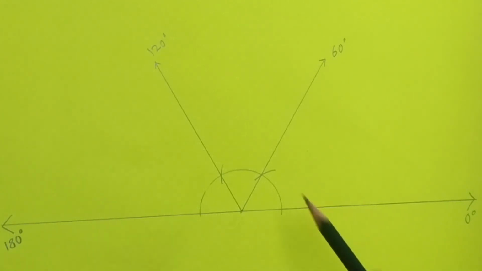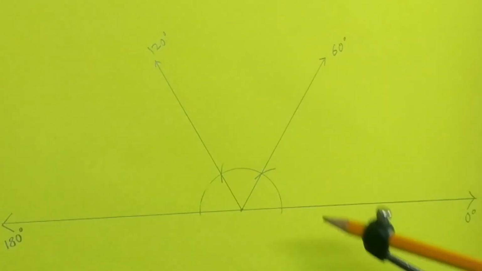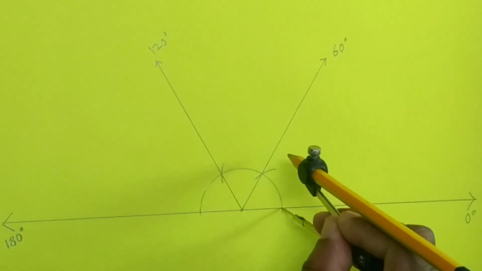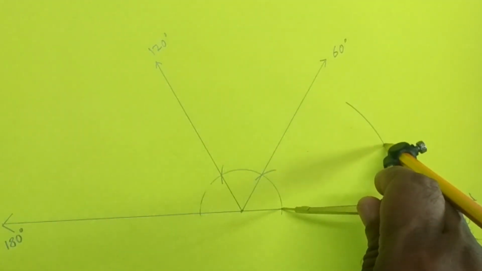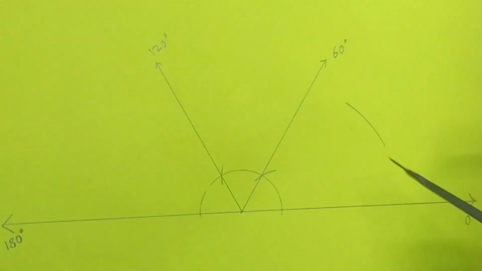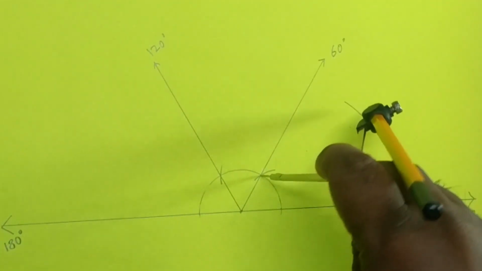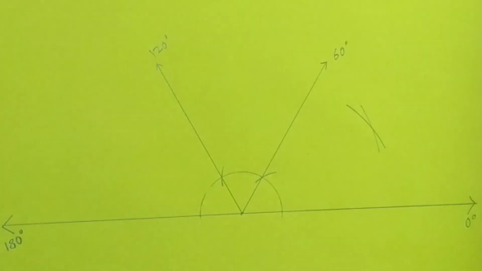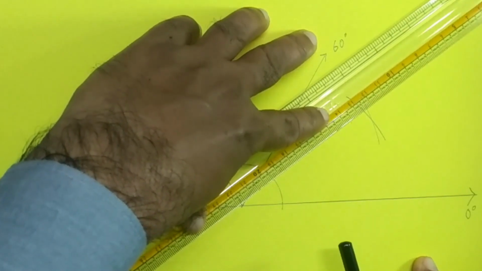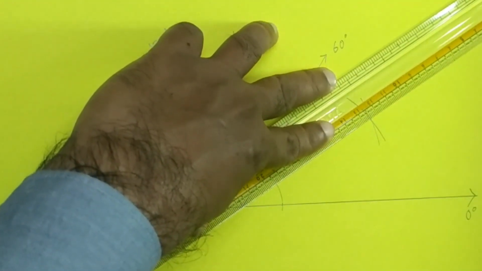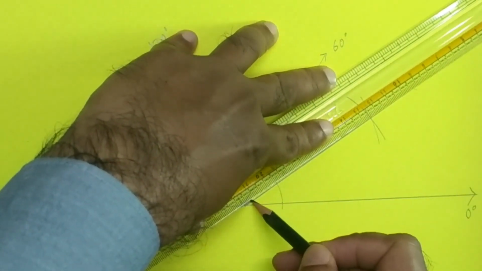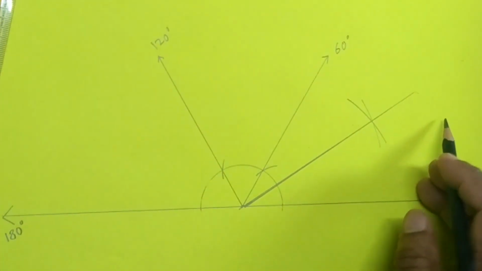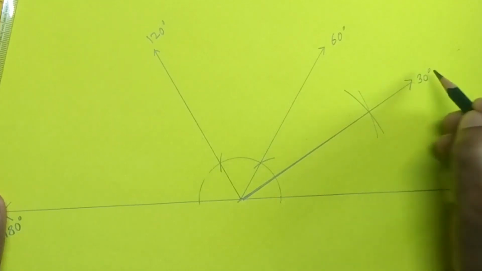Now we'll draw the angle bisector of 60 degree. Now keep the pointer over here where the arc is cutting, take suitable distance and draw the arc in front of the angle 60 degree and cut this arc. Here we'll get angle 30 degree. This angle is of measure 30 degree.